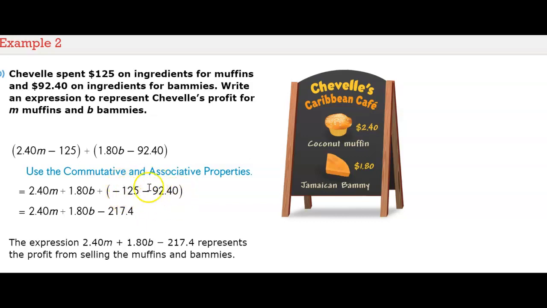Once you do that, you're then continuing to combine these terms, and once you combine those, it's $217.40 minus the amount of money you make from selling the Bammies and the muffins. So the expression to solve this problem, to find out how much money she'd actually make, is the $2.40 times M plus $1.80 times B minus the $217.40. Once again, we're not solving it. We just needed the expression that we would need to solve it.